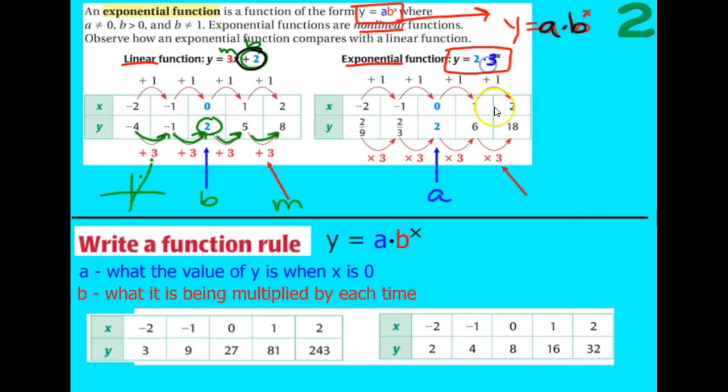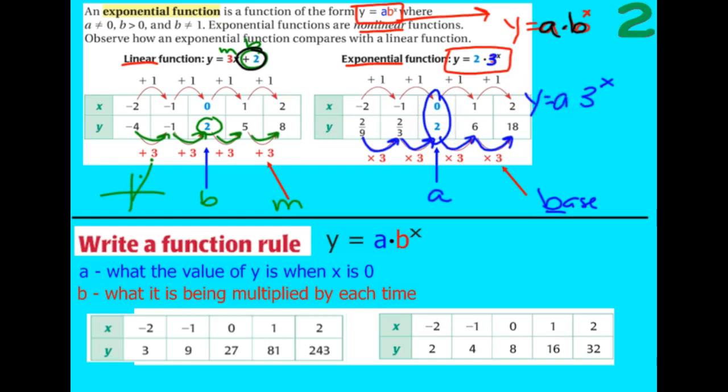See how b is 3? And our pattern each time is multiplied by 3. It's kind of hard to tell on this side, but over here 2 times 3 is 6. 6 times 3 is 18. So b is what we're multiplying over and over and over again. Think of that as the base to your exponent. Like this would be 3 to the power of x, because our b is a 3. And then a, right there, where x is 0.